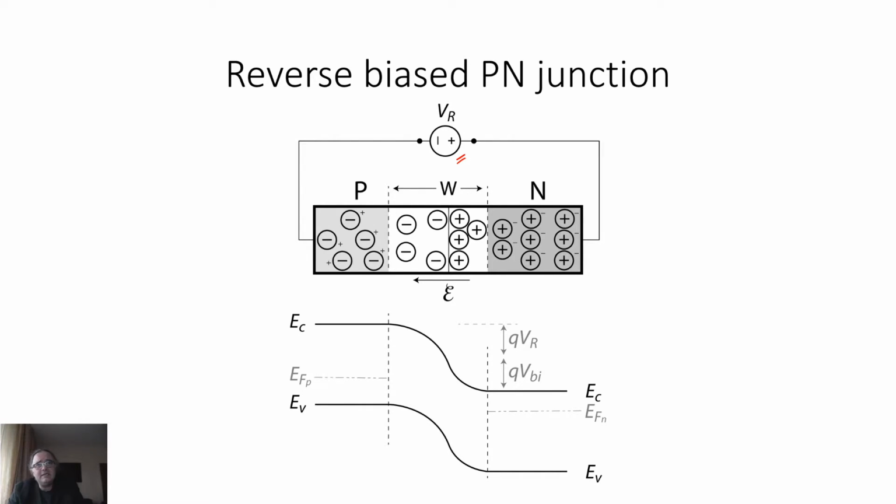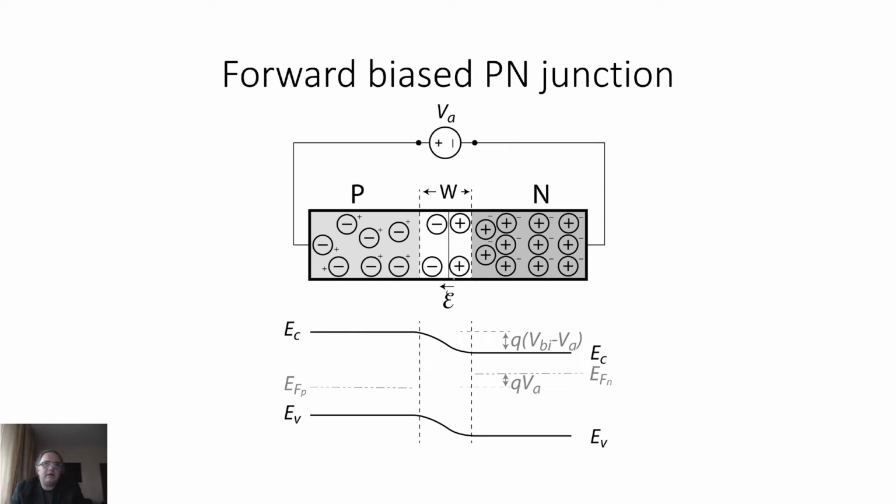So then, effectively what happens is that the bending of the band diagram increases by the amount of the externally applied reverse voltage. So it becomes even harder for electrons to diffuse to the other side, because the built-in potential barrier is now increased by the amount of externally applied voltage.